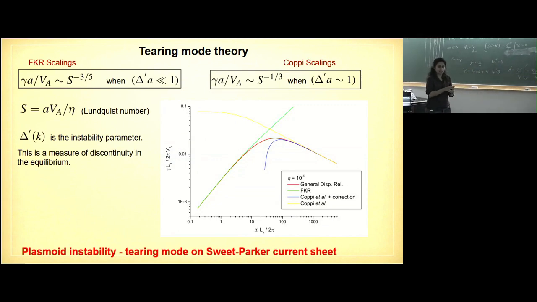It gives a measure of how sharp the gradient of the equilibrium is. So if you have something that's not too sharp, then you are not going to get tearing mode instability. That's the idea.